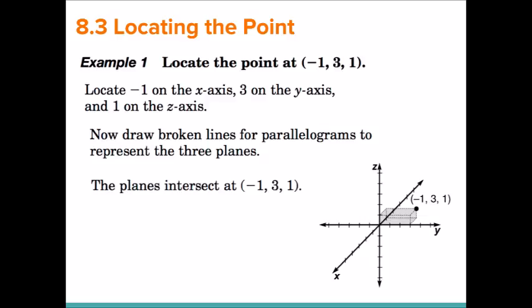So you would put -1 on the vertical axis, and then 3 on the horizontal axis, and then 1 on the diagonal axis. So then you just draw the broken lines, and then you form a rectangular prism, and then the planes intersect at -1, 3, 1.